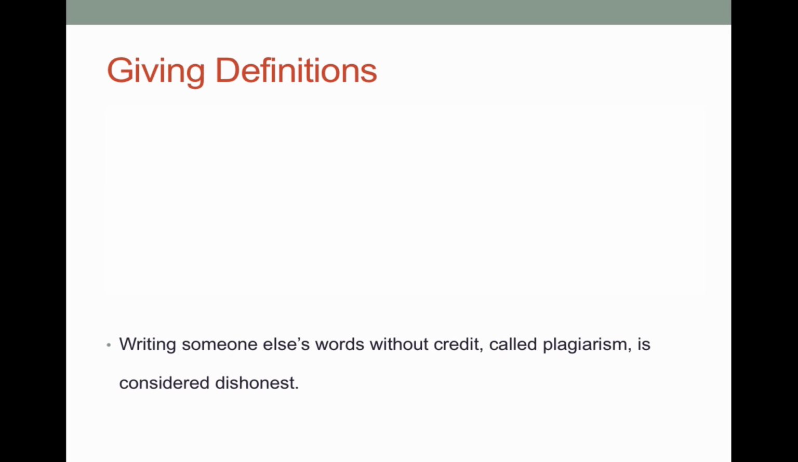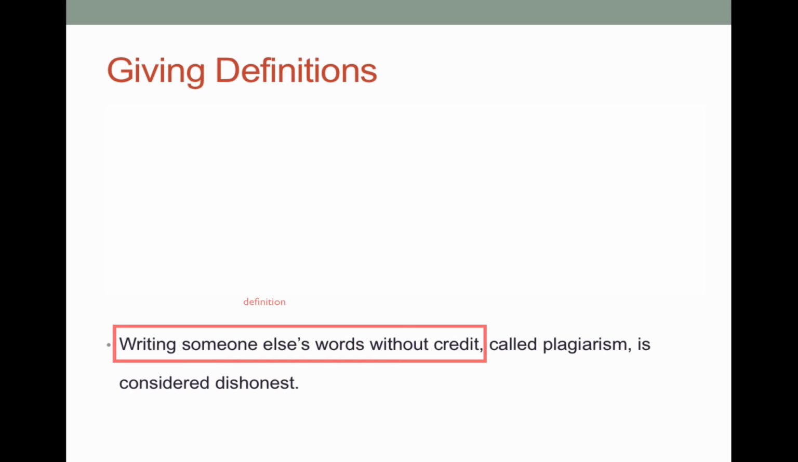In this final example, again, I have my definition first, "writing someone else's words without credit," and the word that I'm defining is plagiarism, and it's in my reduced adjective clause, "called plagiarism." And before we reduced it, it would have been "which is called," but we deleted the which and the is, and we are left with "called plagiarism" as the word I'm defining.